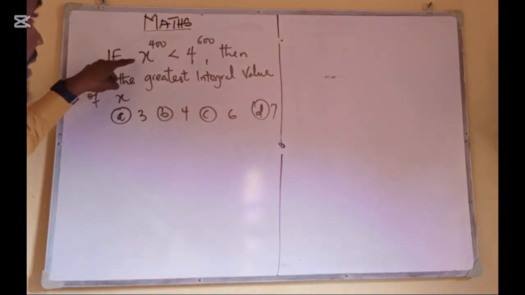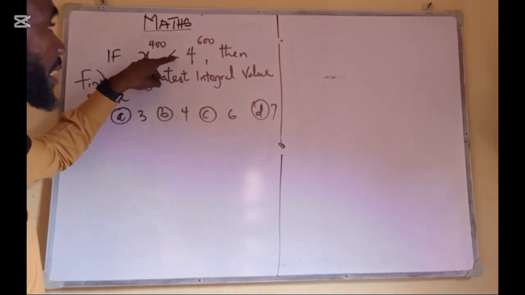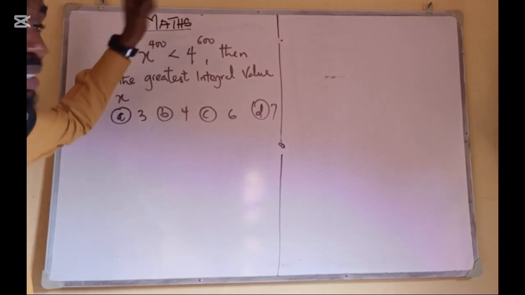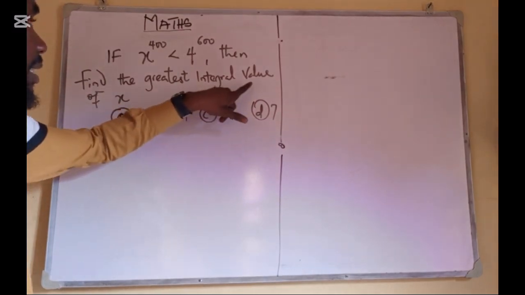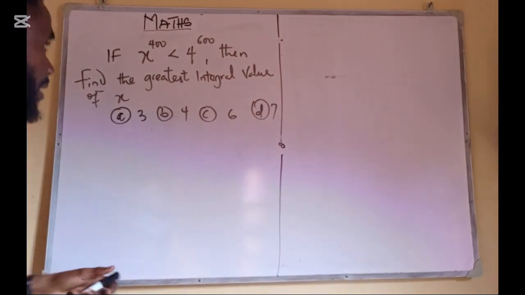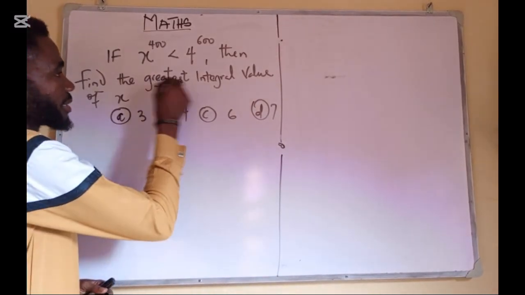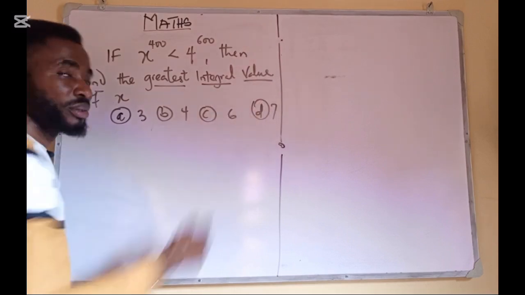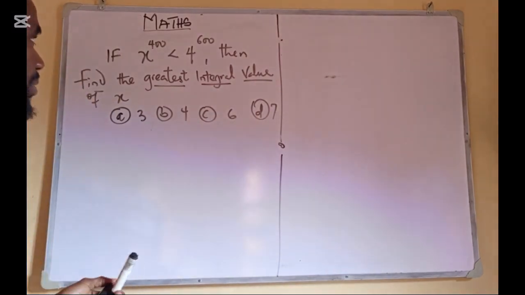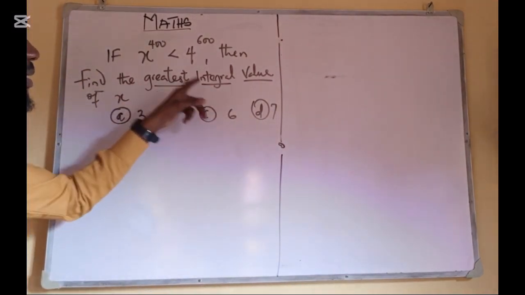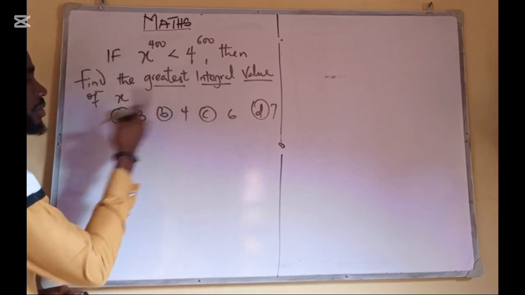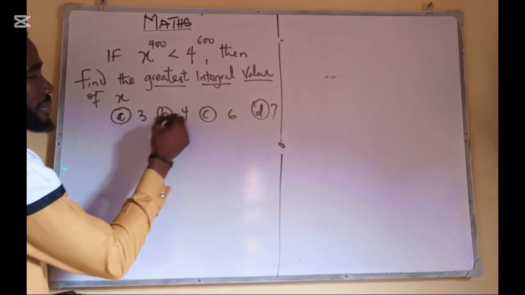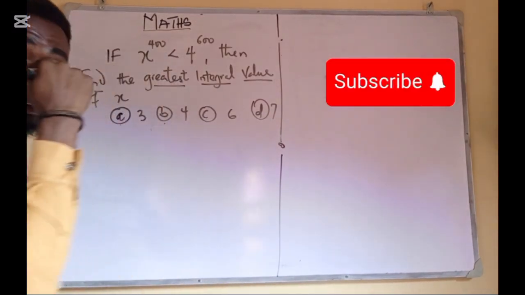It said, if x raised to the power of 400 is less than 4 raised to the power of 600, then find the greatest integral value of x. Now let's underline the words "greatest integral value of x." Are we together? Find the greatest integral value of x. So let's bring down, okay, we have options A, B, C, and D.